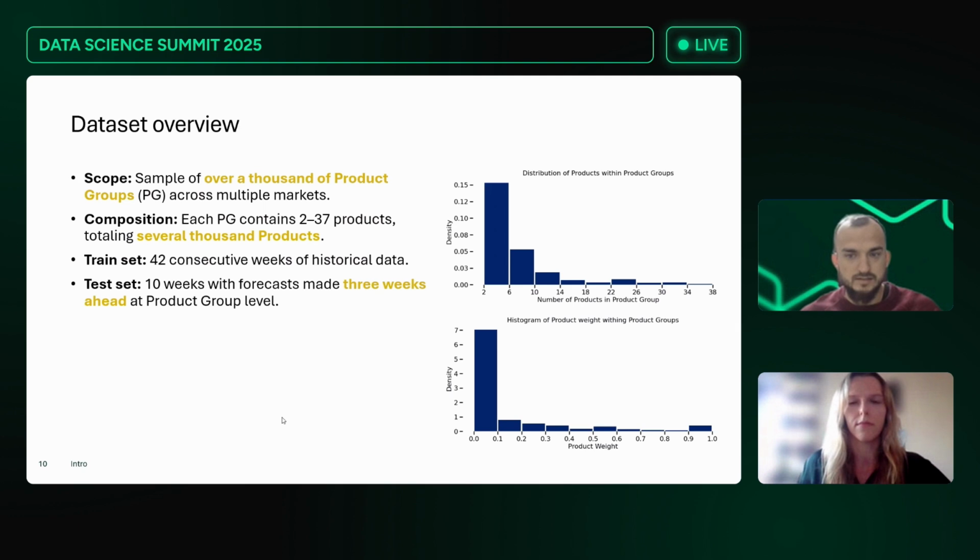And also we can see that most of the weights in this historical data are close to 0, which makes allocation and splitting more challenging. And to split this data, we created train and test sets. The train set contains 42 weeks, and the test set is 10 weeks, with forecast generated 3 weeks ahead at product group level. And our task is to split this forecast to individual products. So that's the aim.